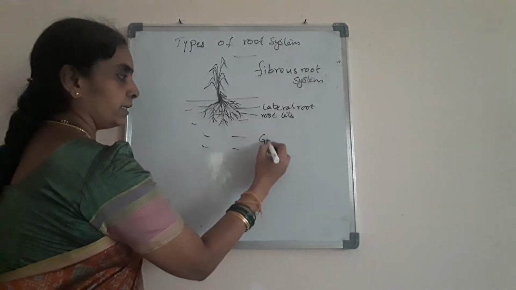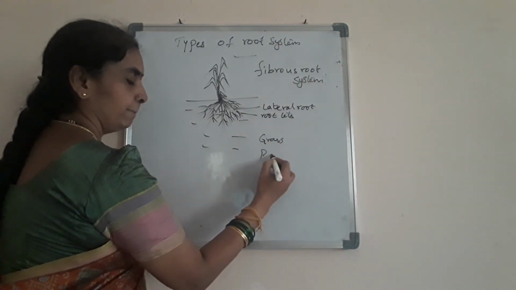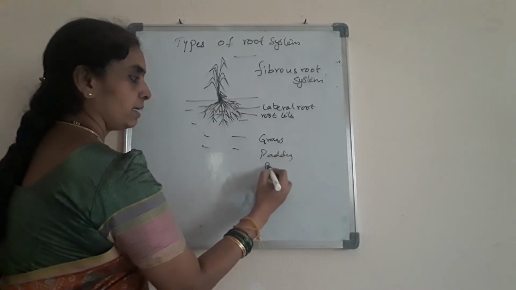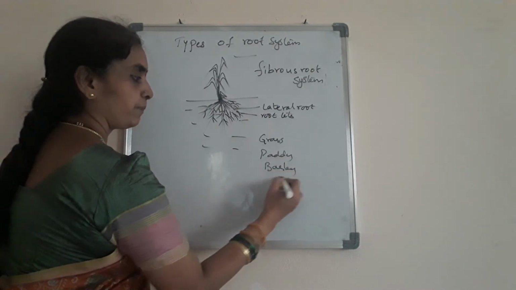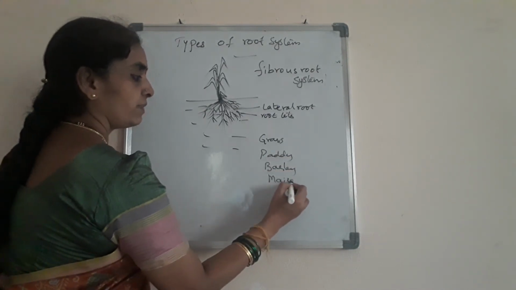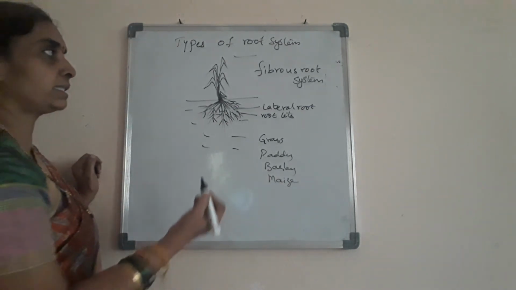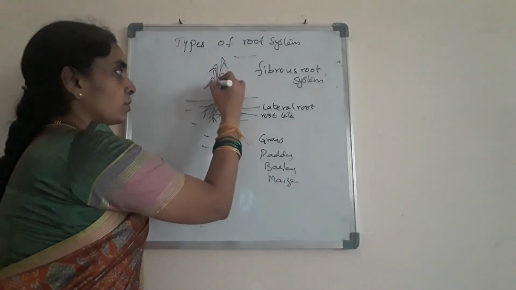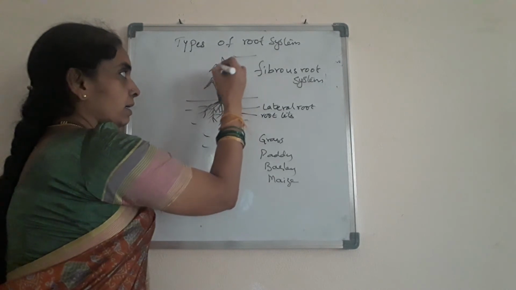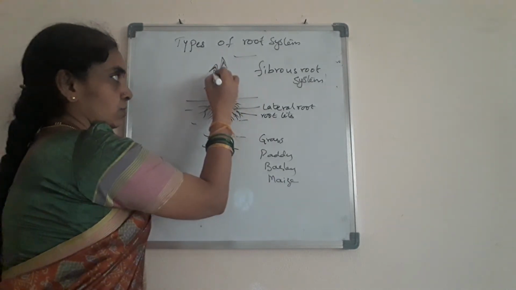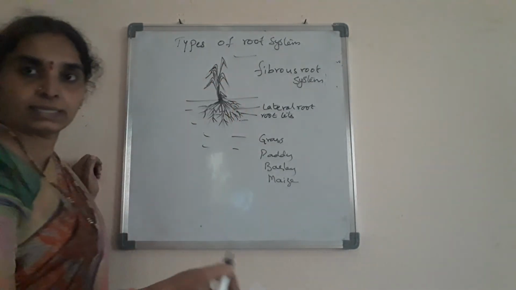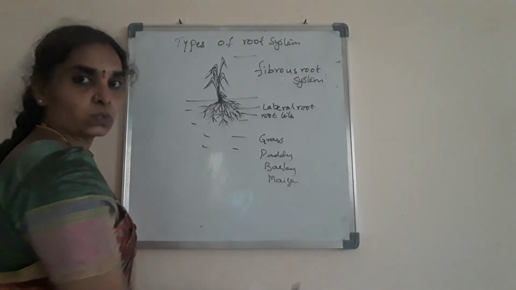Also we find in paddy, barley, maize, all the crops which can be easily plucked out, and the type of the leaves also determines the type of the root system. So I'll discuss about them in the classes that go on now.